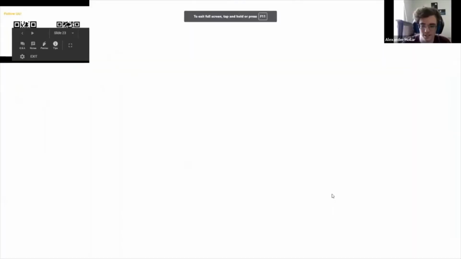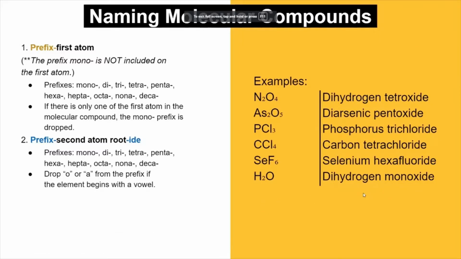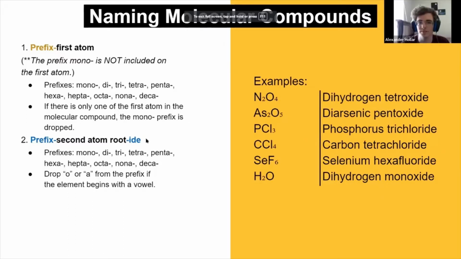It's okay. I have a quick question on those. Yeah, for sure. Is there a reason we don't put monocarbon tetrachloride or monoselenium? Yeah, because if there's only one of the first atom, the mono prefix is dropped. So the prefix mono is not included on the first atom. Oh, I see. I just didn't read that all the way through. Thank you. Yeah, no problem. That's a good question.